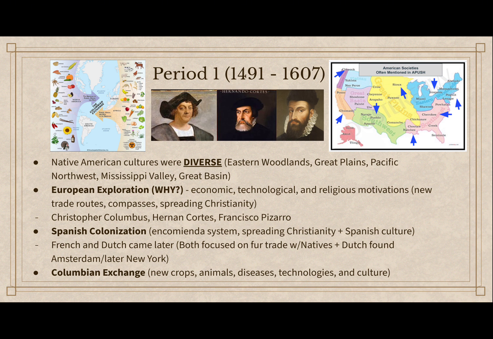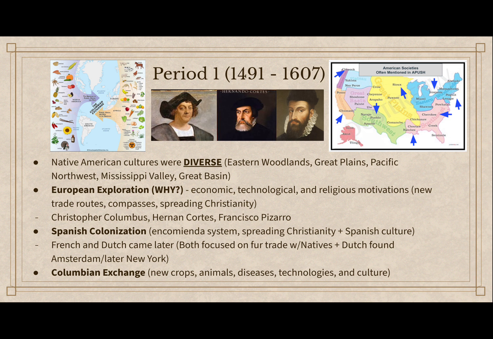In the Great Basin, where there was a lot of dry deserts with very limited resources, Native Americans resorted to hunting and gathering, and they lived in very small family groups and temporary shelters. Two notable Native American civilizations were the Aztec and Inca.